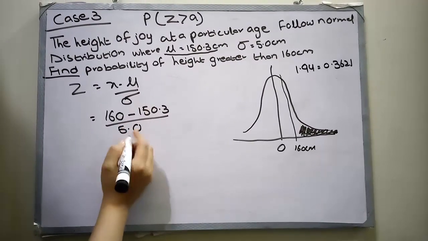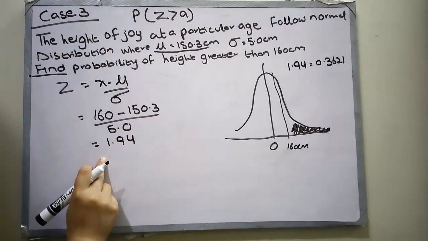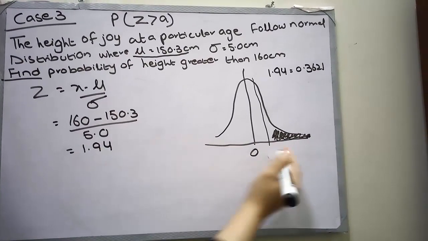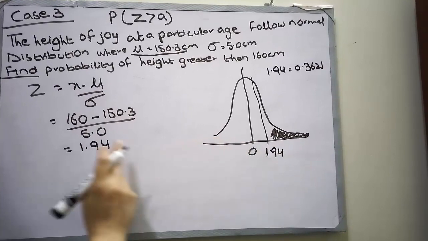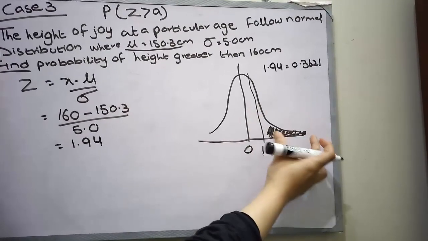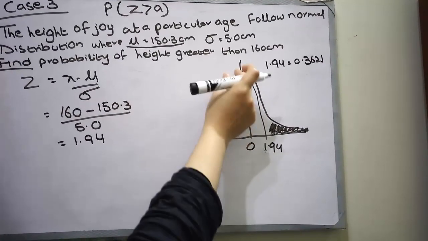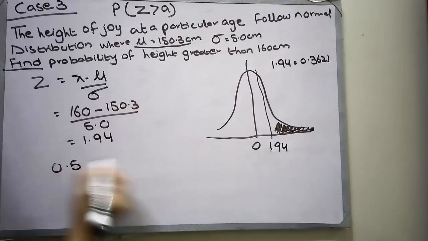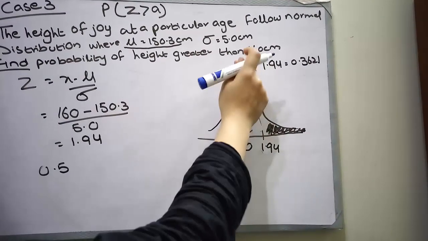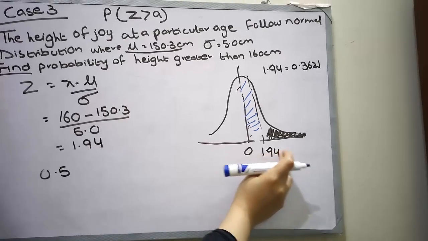So solving this, our answer would be 1.94. So instead of 160 centimeter, you can write 1.94. Now we are supposed to find the probability which is greater than 1.94. So how can you find this whole area? You can find this whole area same like the previous equation. You will put the value of this half side, which is 0.5, and from 0.5 you will minus this area. So when you exclude this area from 0.5, you will get the probability which would be greater than 1.94.